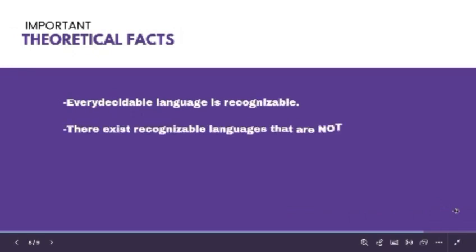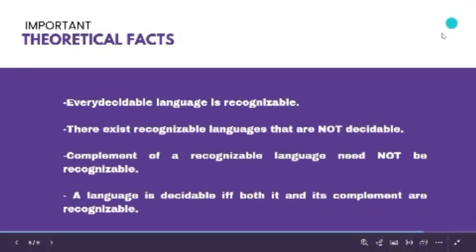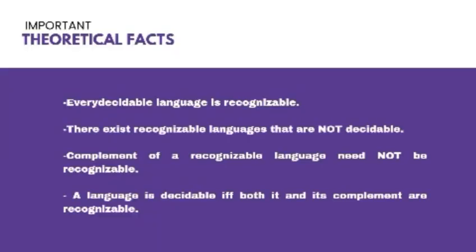And the last, it's all about important theoretical points. We can see every decidable language is recognizable. There exist recognizable languages that are not decidable. Next, the complement of a recognizable language need not be recognizable. And the last, a language is decidable if both it and its complement are recognizable.